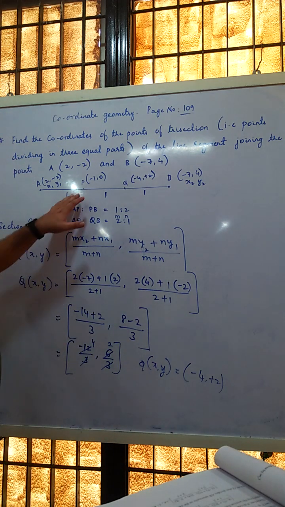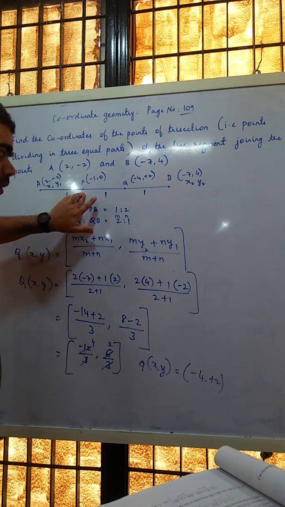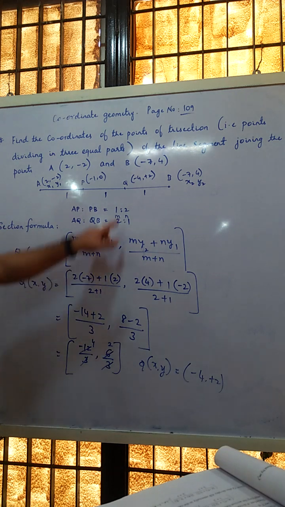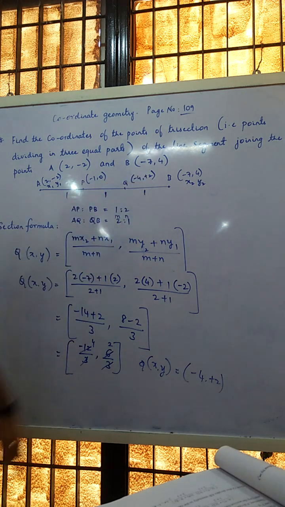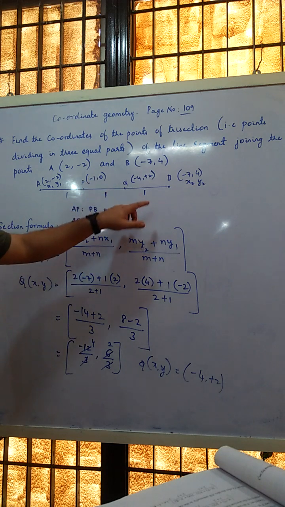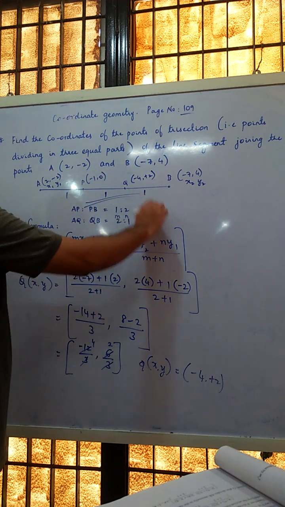Okay, so we got the coordinates of point P as (-1, 0) and the coordinates of point Q as (-4, 2), and that's the solution.